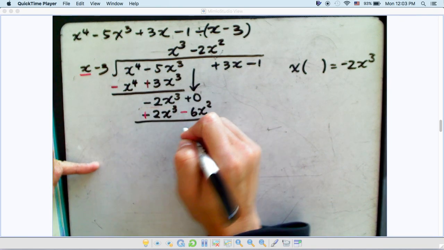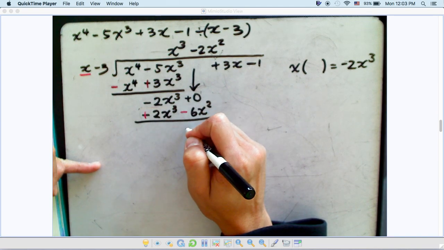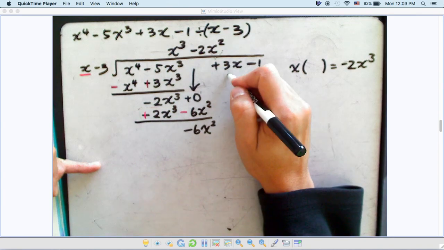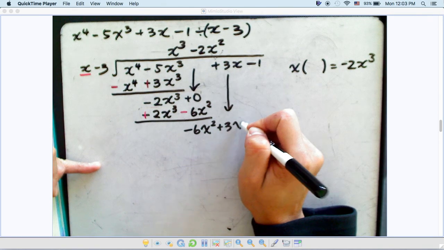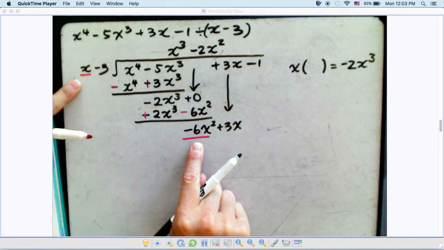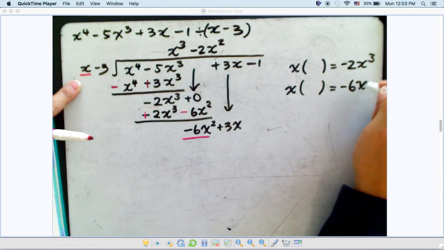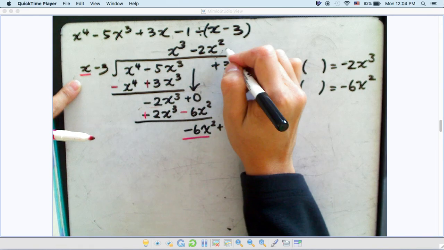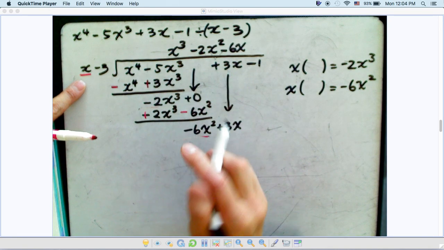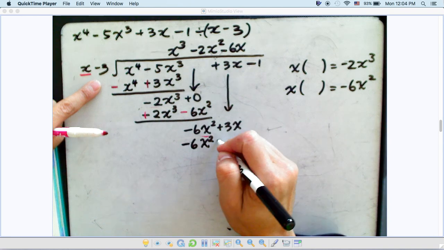Then you get negative 2x cubed plus 2x cubed cancels out. 0 minus 6x squared will give us negative 6x squared. Drop the 3x. Now again you think about x times what gives you negative 6x squared. So x times what gives you negative 6x squared? That should be negative 6x. Now negative 6x times x gives us negative 6x squared. Minus 3 times negative 6x will give us positive 18x.